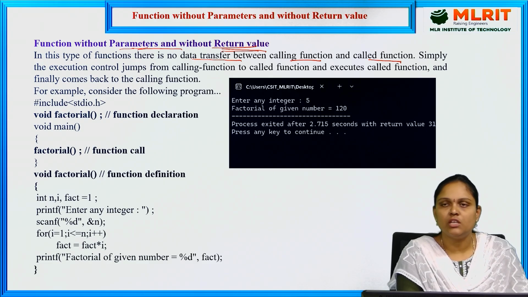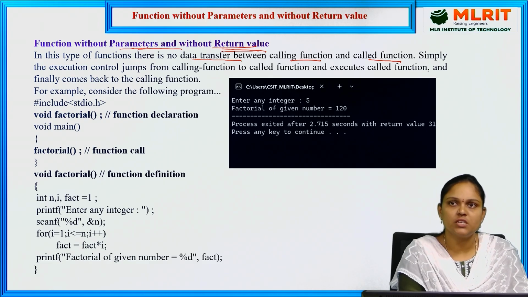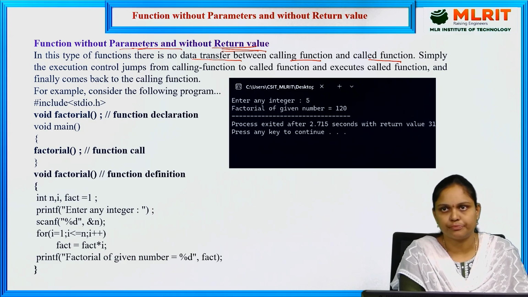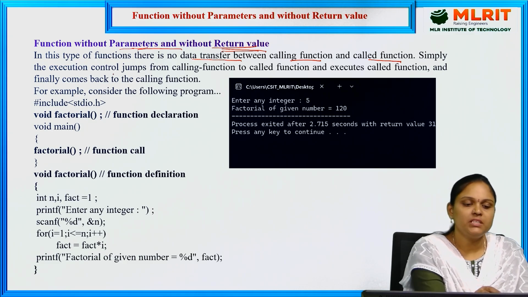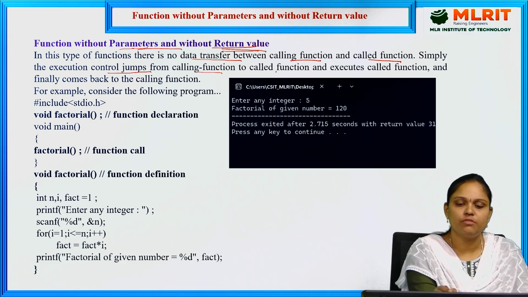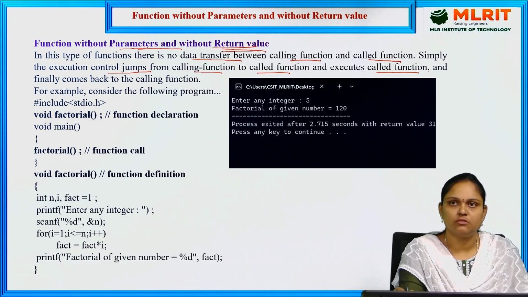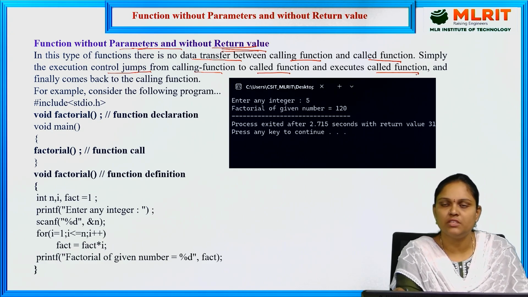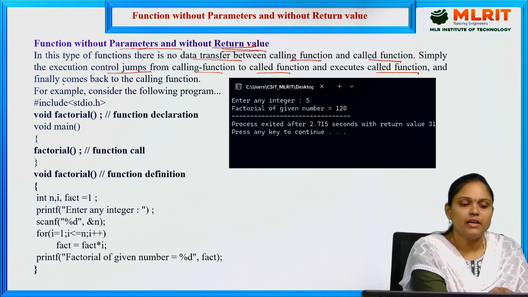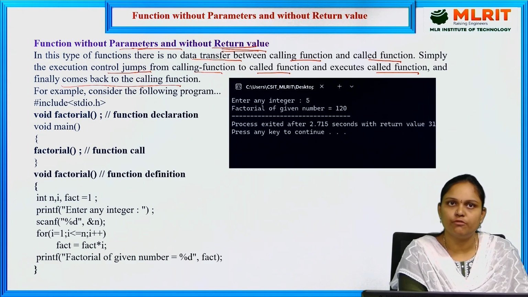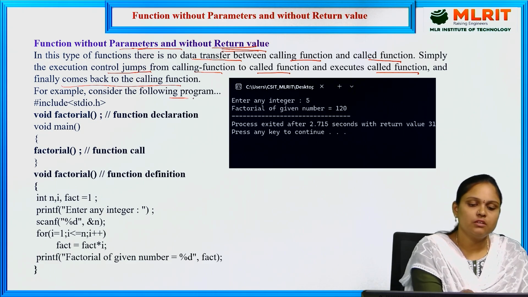So in this type of function, there is no data transfer between the calling function and the called function. The calling function is the main function and the called function is the user defined function. So simply the execution control jumps from the calling function to the called function and executes the called function. Whatever instructions we have in the called function will get executed, and finally it comes back to the calling function, the main function. So for example, consider the following program.